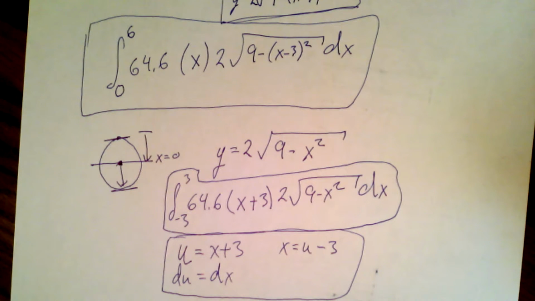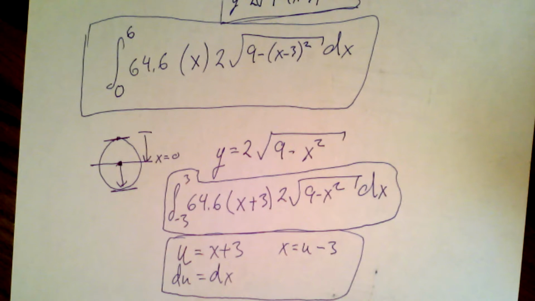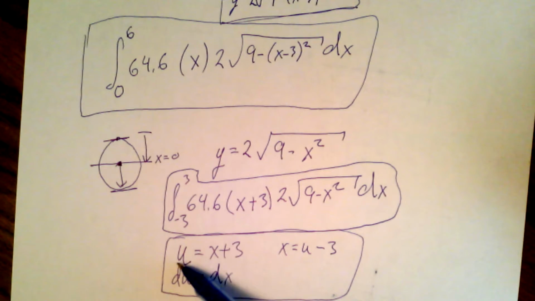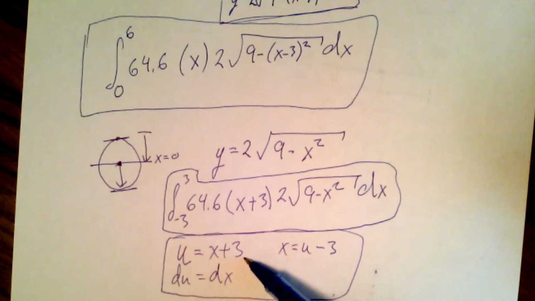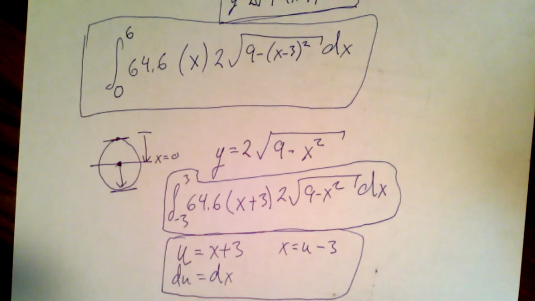So one way of thinking about what a u substitution is, it's just moving your coordinate system. Well, there are some trickier u substitutions than that, but when you're doing a u substitution where u equals x plus or minus a constant, that can be thought of as just moving your coordinate grid around for your integral.